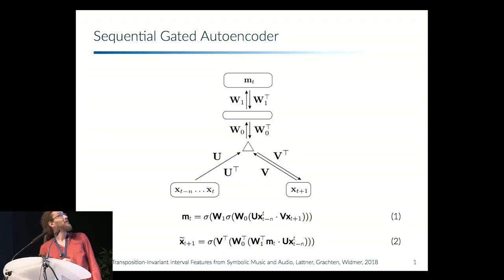The gated autoencoder, I will show you just yet another application for these features the model can learn, which is finding repetitions, or transposed repetitions, in music. So again, the basic idea is you can input musical sequences in this model when it's trained, and it projects these sequences into a relative pitch representation, which is transposition invariant.